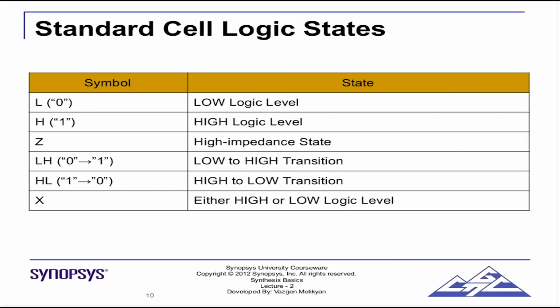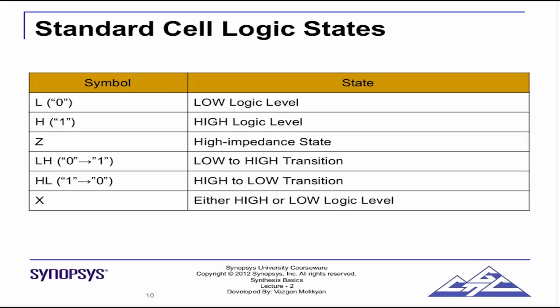So we saw the standard cell logic states. 0 is called a low logic level. It can be represented by L or 0. A high logic level can be represented by H or 1. There is one more logic level called Z, which means high impedance state. It is a state where the input is disconnected from the output, and the output is not driven. It is typically a state of a tri-state inverter when it is not active.